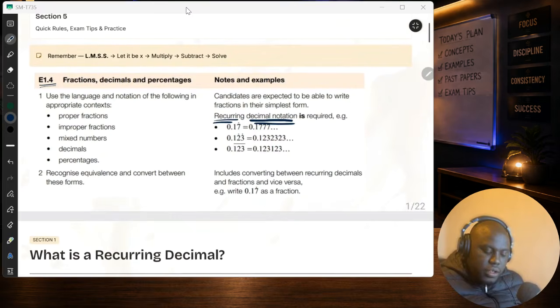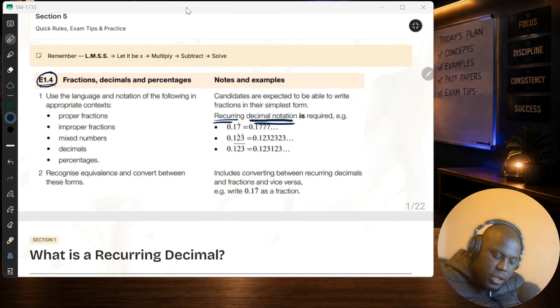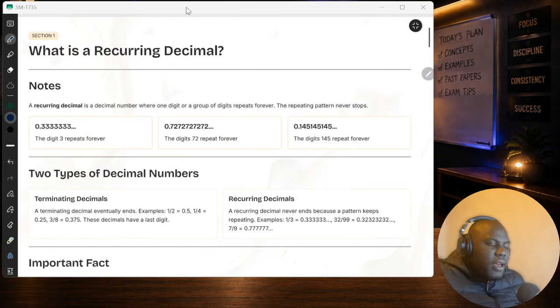So today we are talking about syllabus point E 1.4, and it's on recurring decimal notation and how we can convert between recurring decimals and fractions. So we're going to learn how to write 0.17 recurring as a fraction. So let's find out what a recurring decimal is, and why we actually need to focus on it. All right.